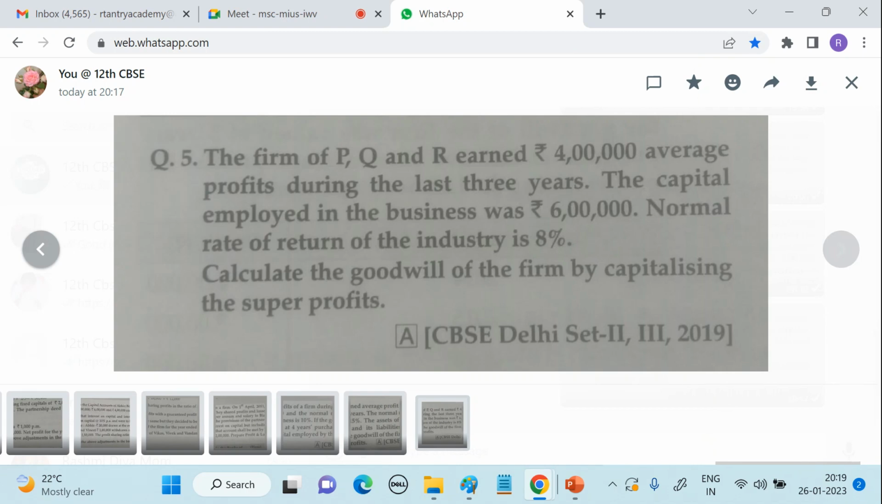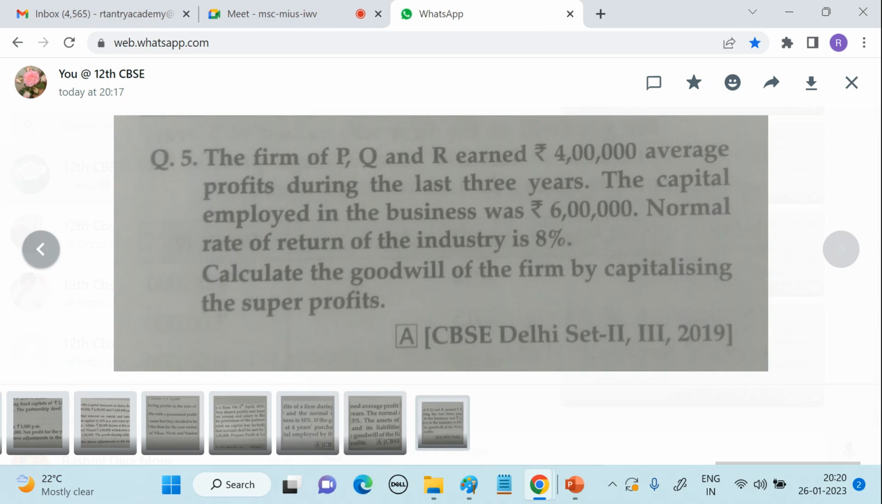Now here, take a screenshot of this question. The firm of P, Q and R earned 4 lakh average profits during the last 3 years. So average profit given 4 lakh. The capital employed in the business was 6 lakh. Normal rate of return of the industry is 8%. Calculate the goodwill of the firm by capitalizing the super profit.